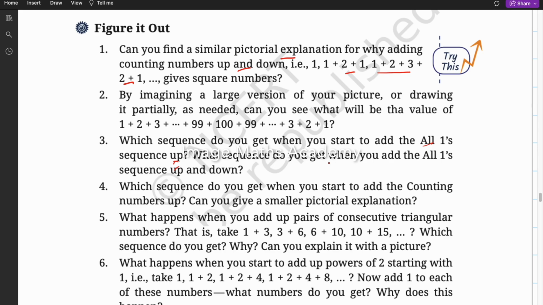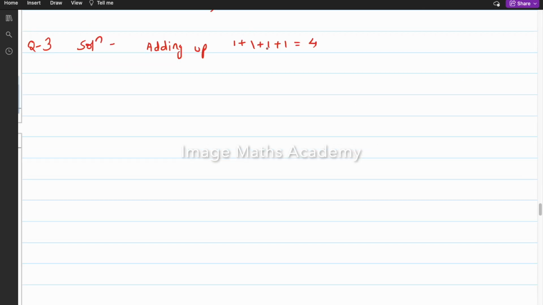And what sequence do you get when you add all ones sequence up and down? जब sequence up and down में add करते, what sequence will you get? आपको कौन सा sequence मिलता है when you add all ones sequence up and down? Solution: adding up, 1 plus 1 plus 1 plus 1 equal to 4. Adding down, 1 plus 1 plus 1 plus 1 equal to 4. So the sum is the same both ways.